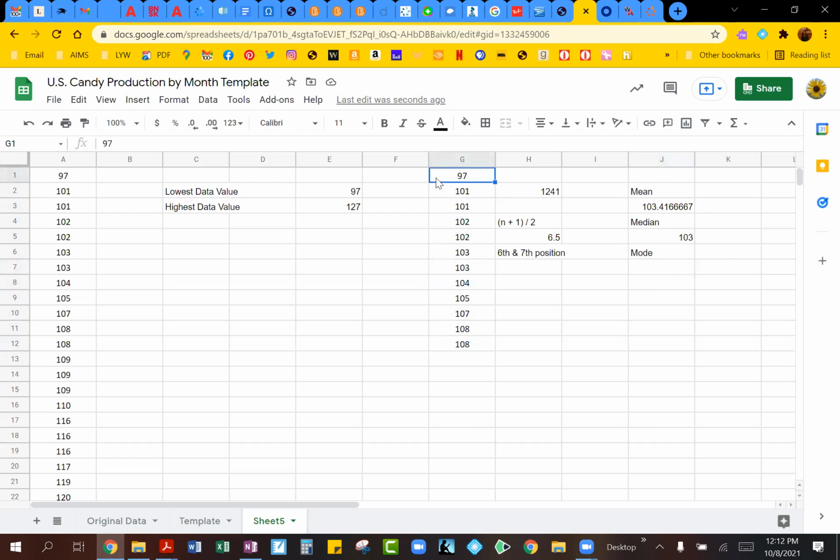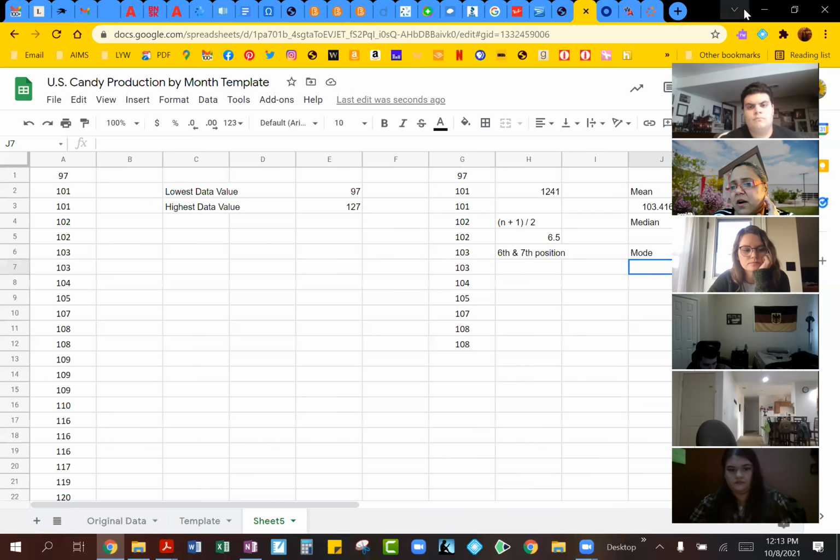So we've got 97 that occurs once, 101 which has 2 occurrences, 102 is also repeating twice, 103 repeats twice, 104, 105 is once, 107 is once, and then 108 repeats twice. So which numbers are occurring more often? 101, 102, 103, and 108. Yeah, those numbers occur twice while the rest of them occur only once.